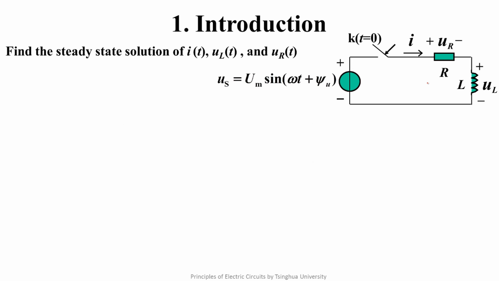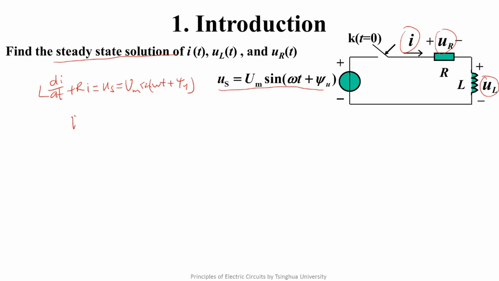In the first order RL circuit with a sine excitation, we want to find the steady-state solution of i(t), uL(t), and uR(t). For the dynamic circuit, we can easily list its equation. That is, L times di over dt plus R times i equals us, which equals Um times sine(omega t plus psi u). It's the same as the time domain analysis of dynamic circuits discussed in the previous 3 weeks.